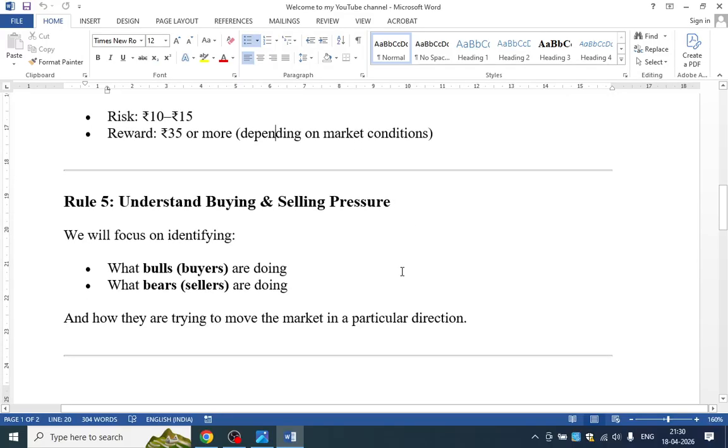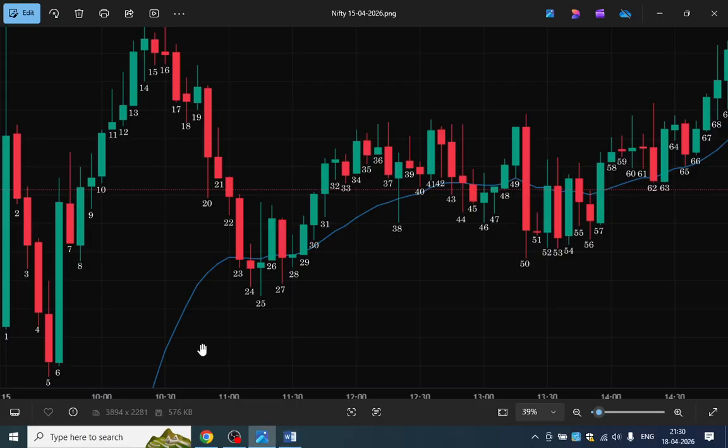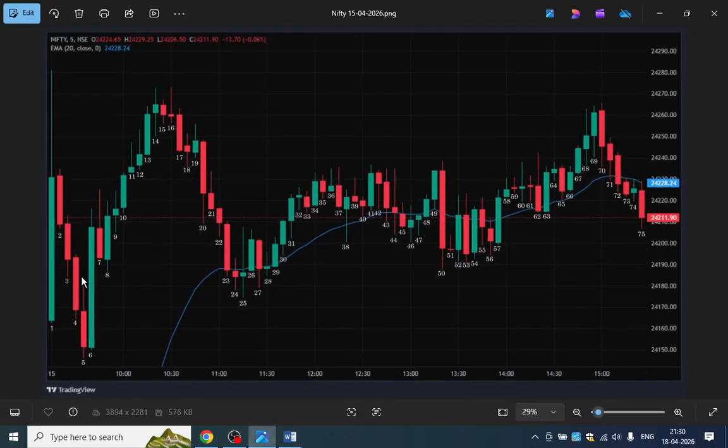What I'm trying to understand is the buying and selling pressure, meaning what the bulls are doing at that moment and what the bears are doing at that moment, in relation to the candlestick, which tells a story, and we will try to analyze that story.